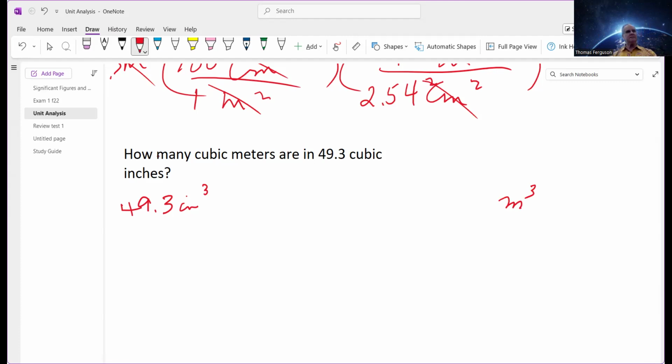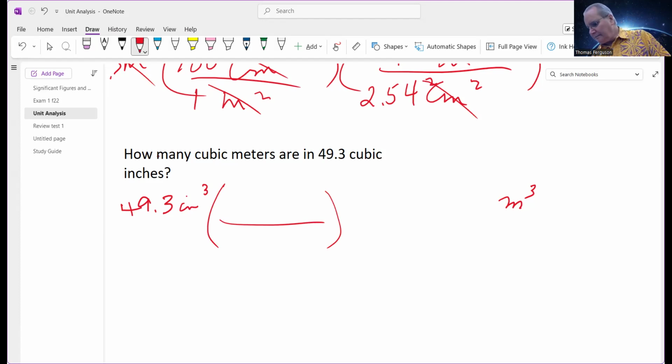Square is flat. And then linear is just a line. Okay, I want you to make sure you understand those three levels. Okay, so we need to go from inches to meters. We can go inches to centimeters. Centimeters to meters would probably be the most correct.